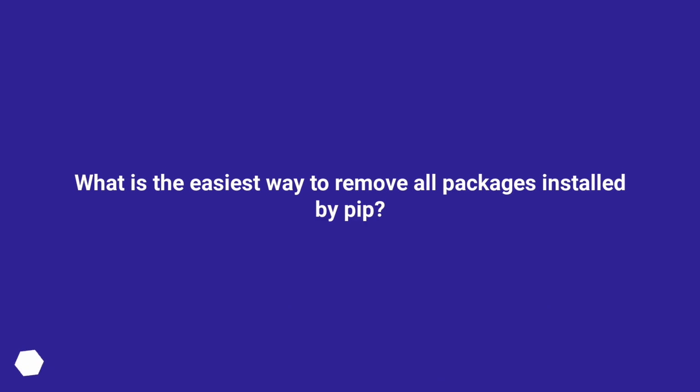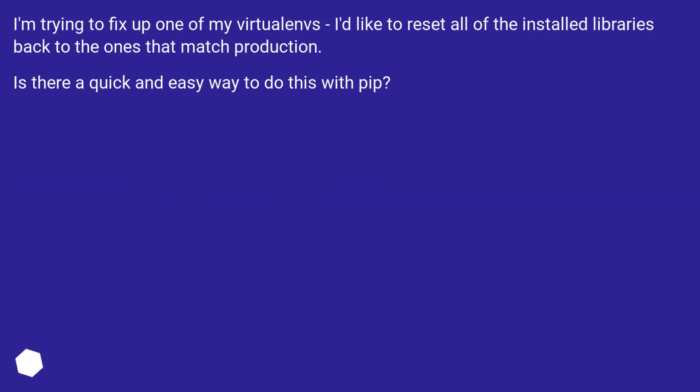What is the easiest way to remove all packages installed by pip? I'm trying to fix up one of my virtualenvs. I'd like to reset all of the installed libraries back to the ones that match production. Is there a quick and easy way to do this with pip?